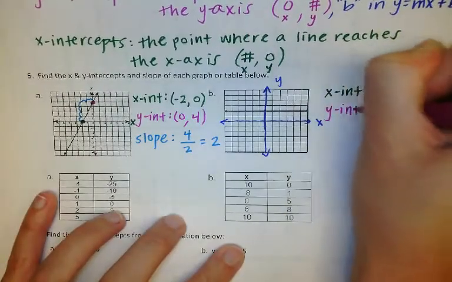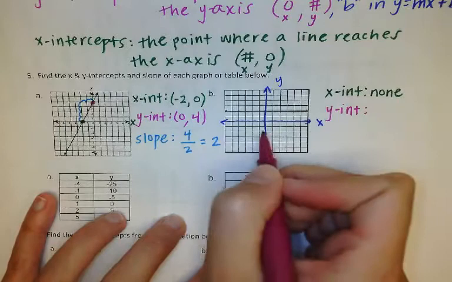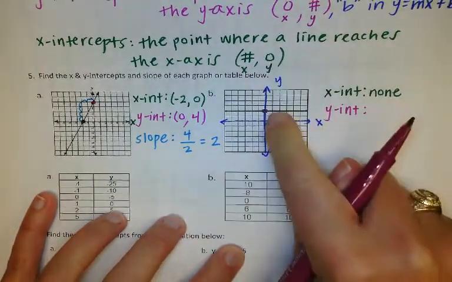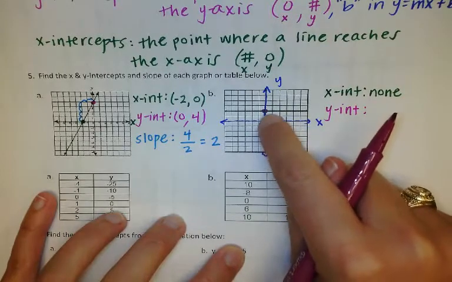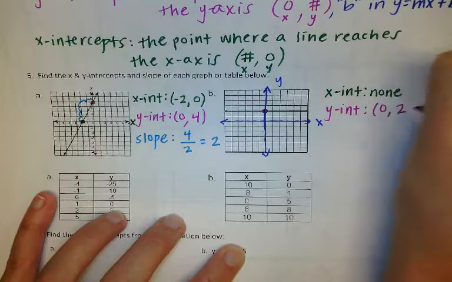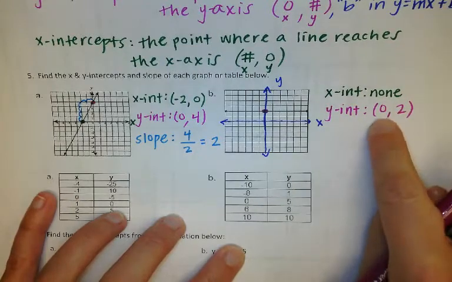Let's look for a y-intercept. So I do see that this line reaches the y-axis. It looks like at 1, 2. Instead of just writing 2, though, I'm making it an ordered pair. The x is 0, y is 2.